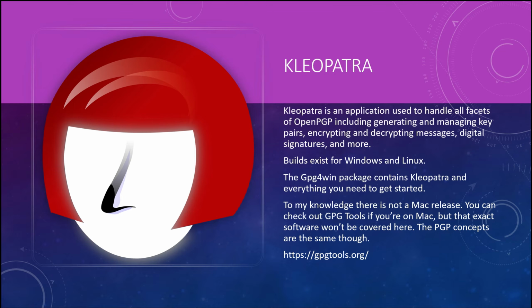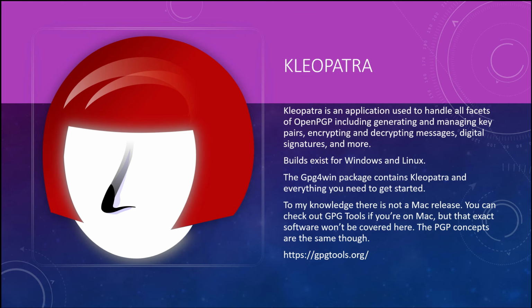Now let's talk about Cleopatra. So Cleopatra is an application. It's GUI based, so it's fairly easy to use, and it's used to handle all facets of OpenPGP, including the generation and managing of key pairs, encrypting and decrypting messages, digital signatures, and more. Builds exist for Windows and Linux. The GPG for Win package contains Cleopatra and everything you need to get started, so we're going to download that.